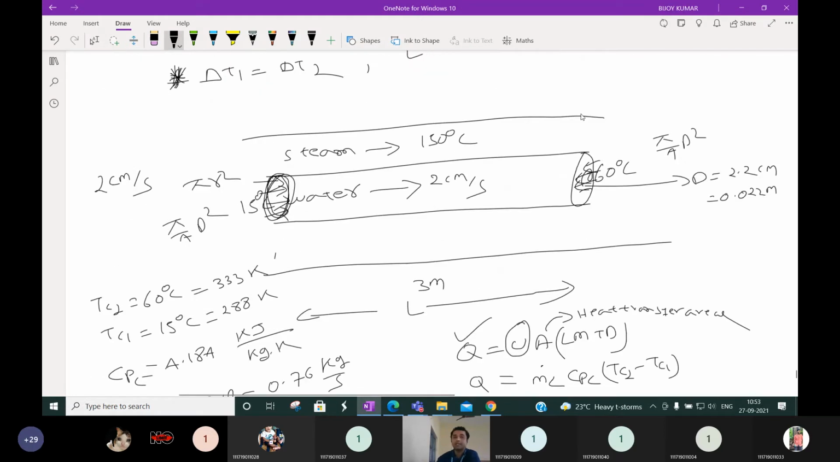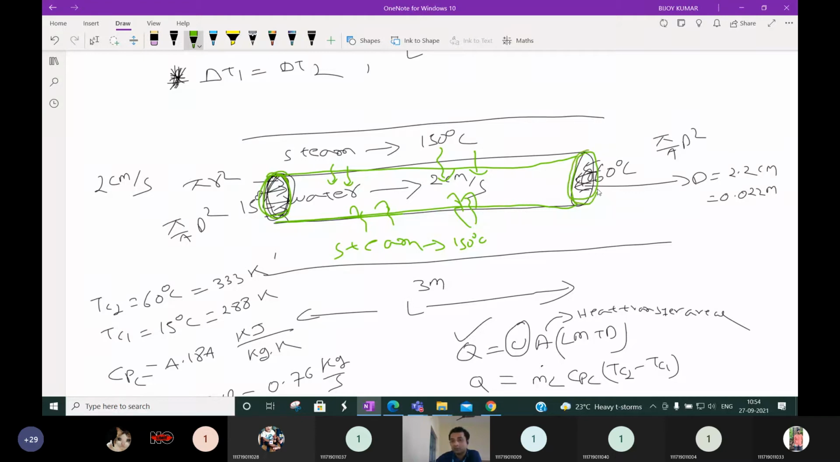So what is this heat transfer area? Let me draw this one. This is the heat transfer area. This cylinder is there, na? This is the heat transfer area because the heat is coming from this 150 degree steam. Steam is there at 150 degree centigrade. So heat is coming throughout this whole part of the cylinder. So this area is called the heat transfer area.